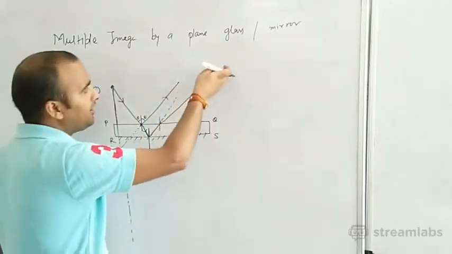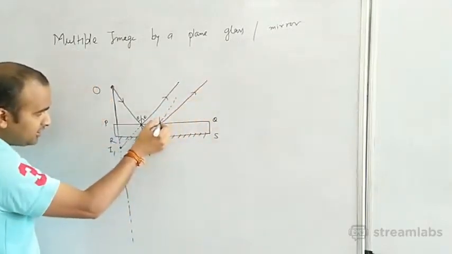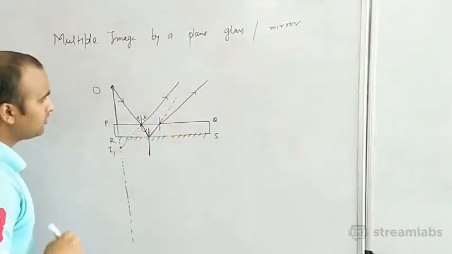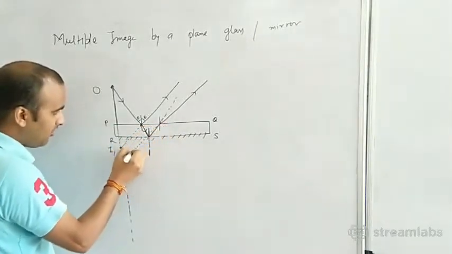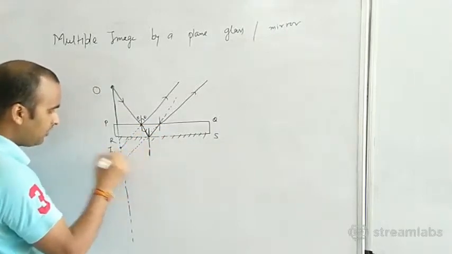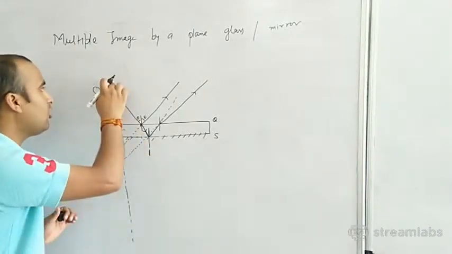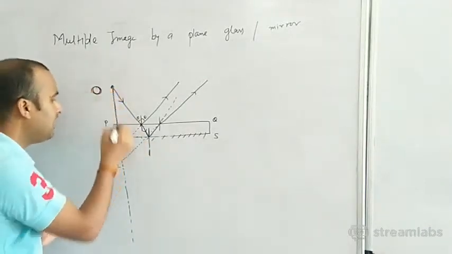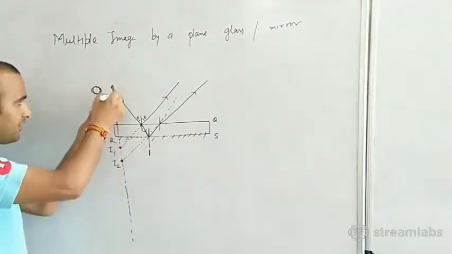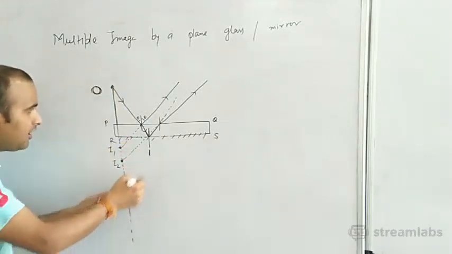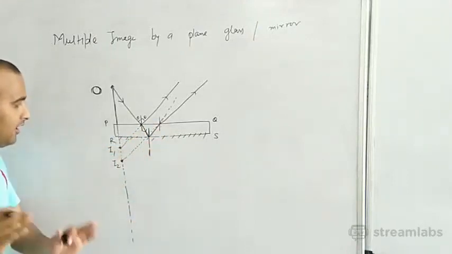So here we can't obtain the image in this direction. So I produce this ray again in the backward direction. When you produce this ray in the backward direction, I obtain another image of this. This is I2. So here I got a second image of this object O. The first image of this object O was obtained here, and the second image is obtained here. How? The first ray is like this, and one ray which I produced in the backward direction, both intersect here. So here I get the image.